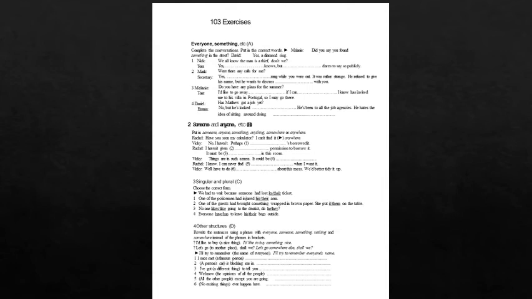Number 4, other structures. This is related to part D of Unit 103. Rewrite the sentences using a phrase with everyone, someone, something, nothing, and somewhere instead of the phrases in brackets. I'd like to buy a nice thing. I'd like to buy something nice. Let's go to another place, shall we? Let's go somewhere else, shall we? I'll try to remember the name of everyone. I'll try to remember everyone's name. So, this is how you are going to do the rest of the sentences.